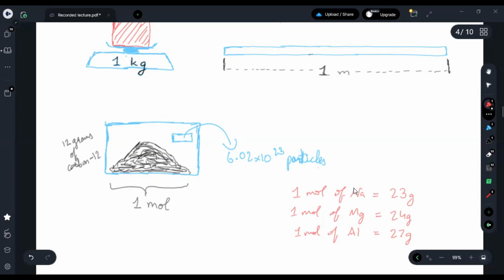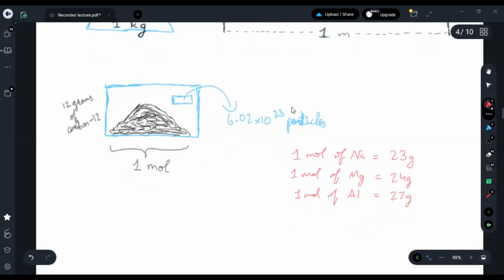So for sodium, if you see in the periodic table, the relative atomic mass is 23. So 1 mole of sodium is 23 grams in weight. And this was found by experiment. And similarly for magnesium, the relative atomic mass on the periodic table is 24, so 1 mole of magnesium is exactly 24 grams. So you just take that Ar.